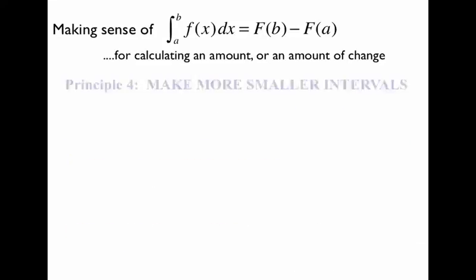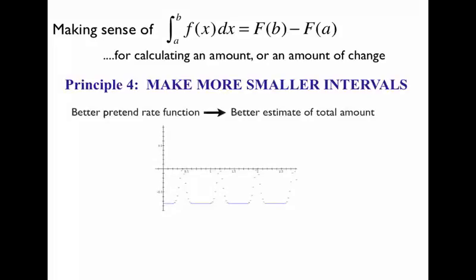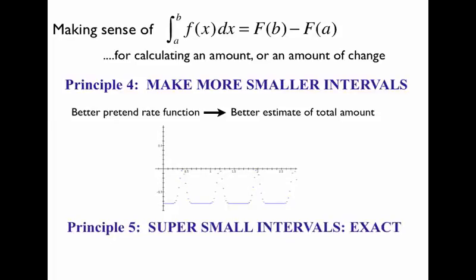Okay, and then principle four, we're going to make more smaller intervals. So the smaller your intervals, the better those constant rates do at mimicking the changing rate function. Here's a really small interval size. Those are all constant rates, and you can see that changing rate function taking form. Okay, and then if you want to do the best you can do, make super small intervals, atomically small. And so then the sum of all the amounts of change based on constant rates becomes the integral.